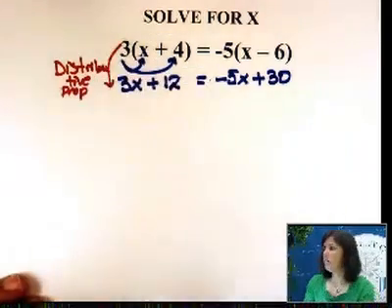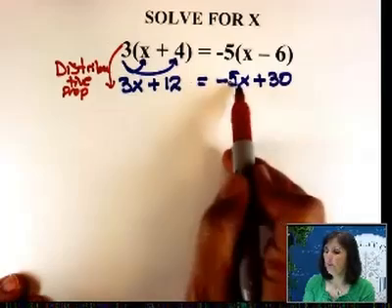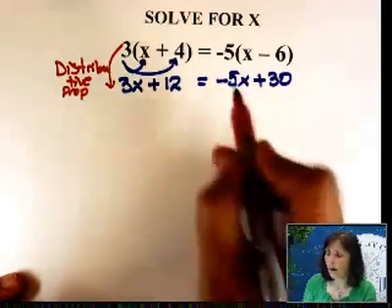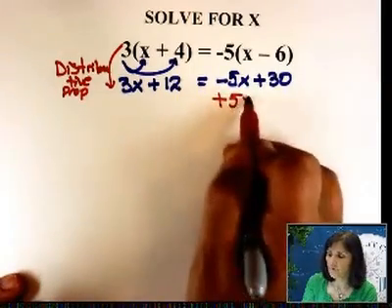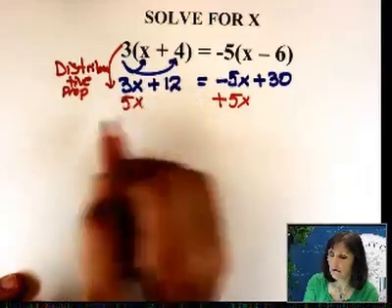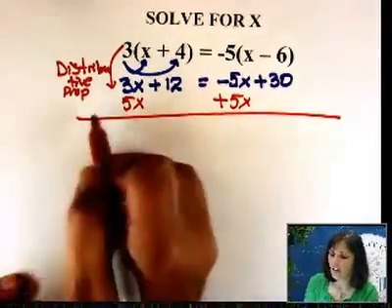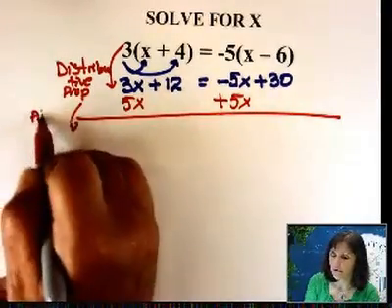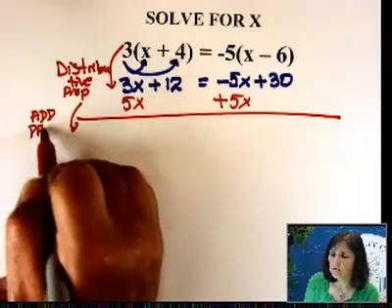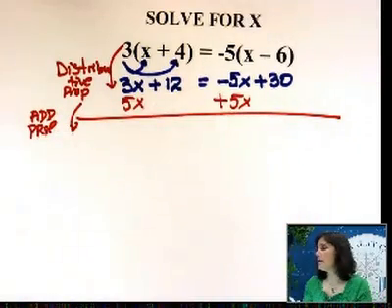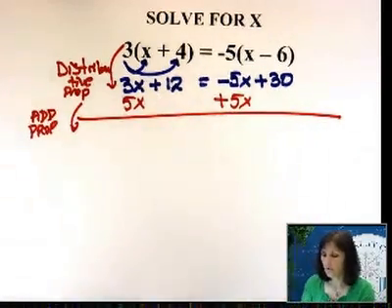If you want, you can keep track of your properties. Now I'm going to move that negative 5 to the left by adding 5. That's the additive inverse. So that's the addition property. I always do the addition property to move the numbers and x's around. These two will go.